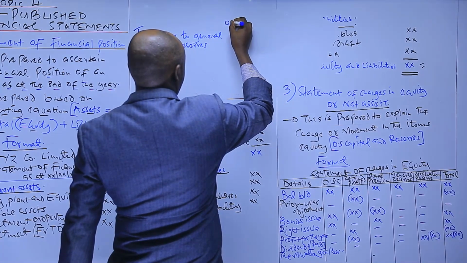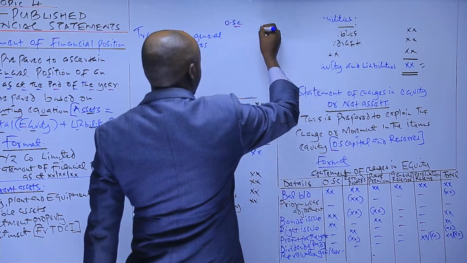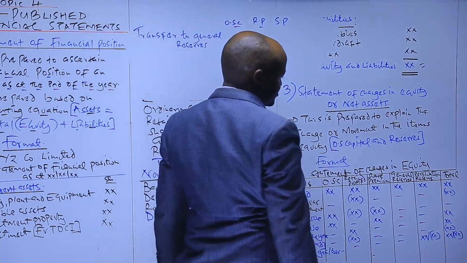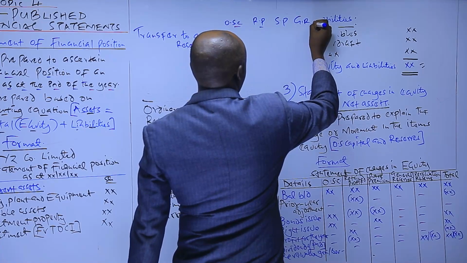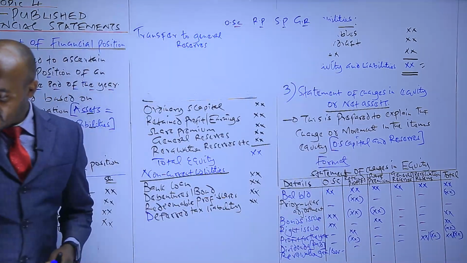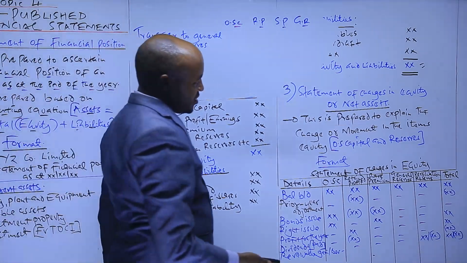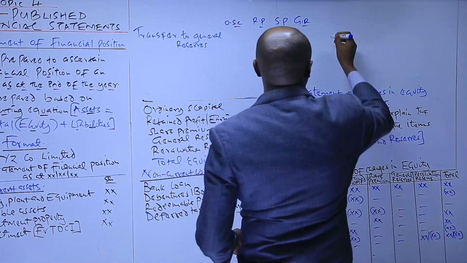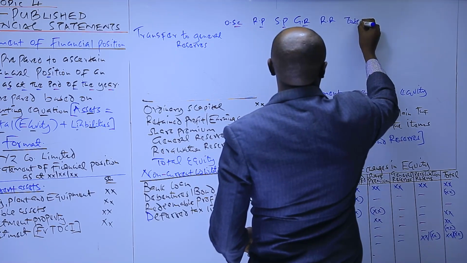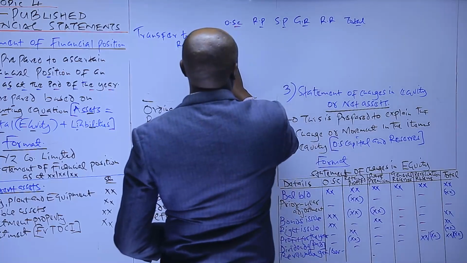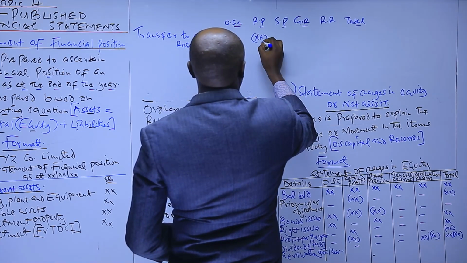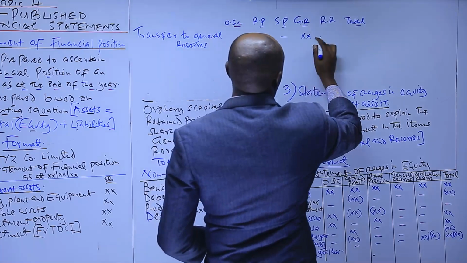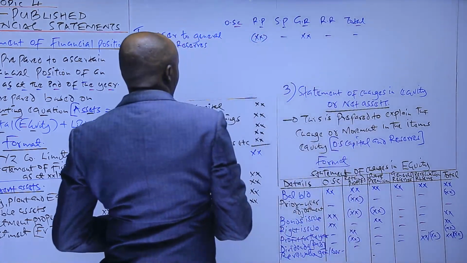assuming this will be our first column for ordinary share capital, the retained profit column, the share premium, the general reserves, the revaluation reserves, and then the total. So transfer to general reserves, this is an amount of money which is transferred from the retained profit of the company to general reserves. So the retained profit reduces, the general reserve will increase, and then no amount is taken out to the total column there.